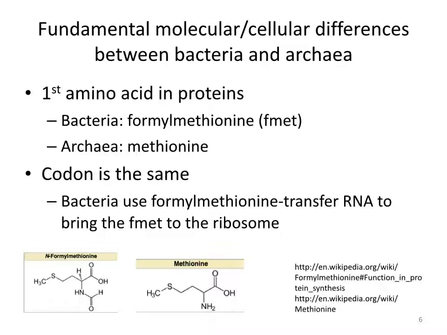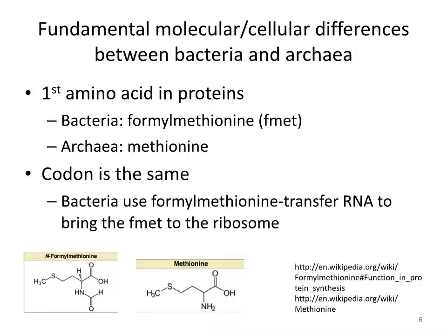So a couple of additional differences. The first amino acid in proteins is generally formyl methionine in bacteria. In archaea, it's methionine, and in eukaryotes, as we've mentioned before, it's generally methionine. Still encoded by the AUG, but the bacterial translation system puts the formyl methionine in instead of the regular methionine.